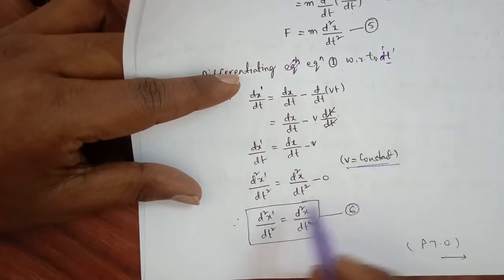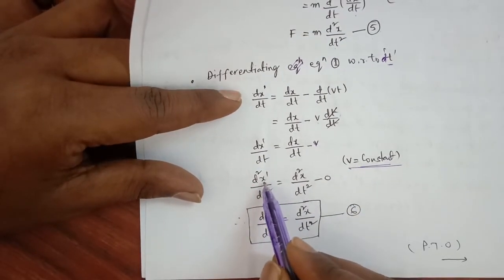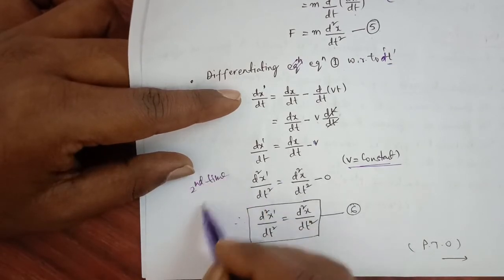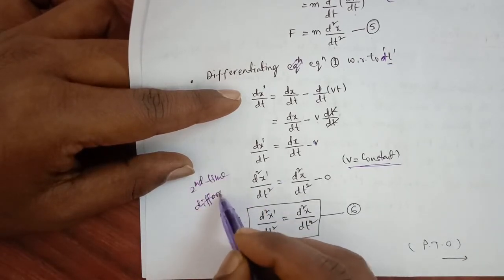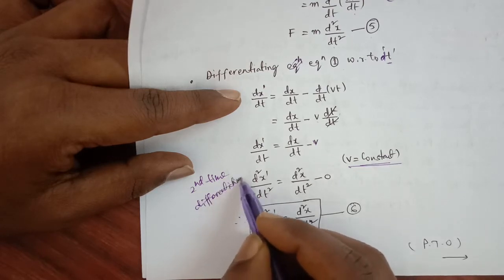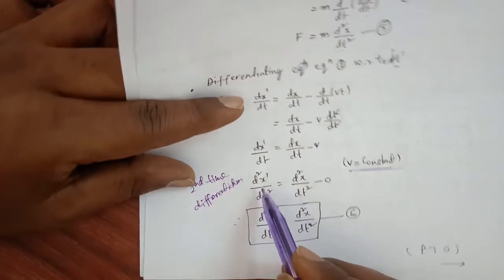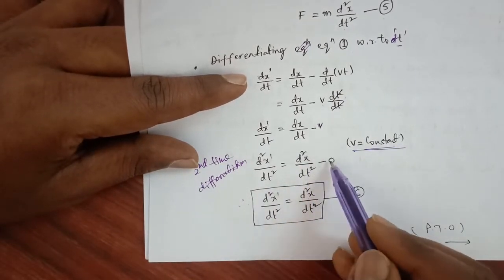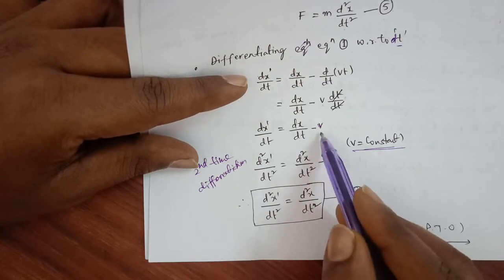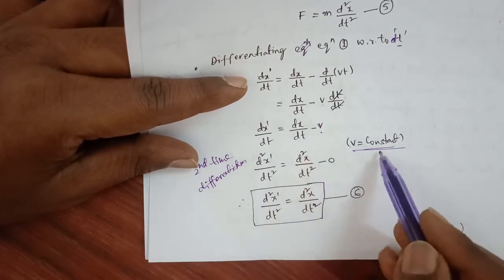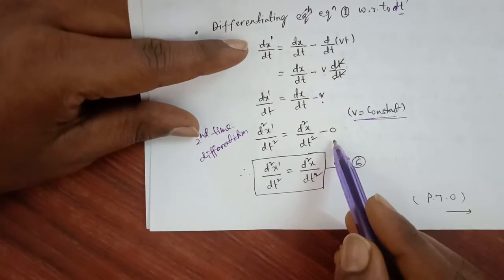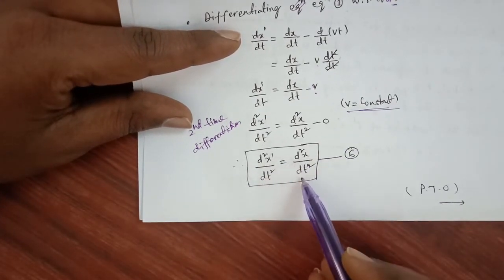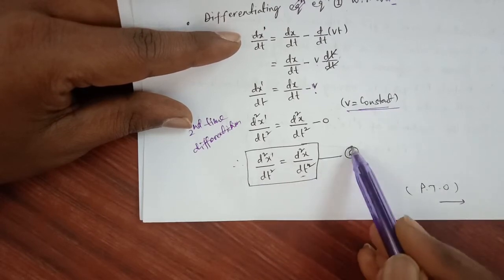So v is a constant velocity, and d square x by dt square. This is second time differentiation. Doing a second time differentiation, we get d square x dash by dt square equal to d square x by dt square minus d by dt of v. So the differentiation of a constant becomes 0. That's why I have written 0 here. Next, d square x dash by dt square is equal to d square x by dt square. Let us consider this equation 6.